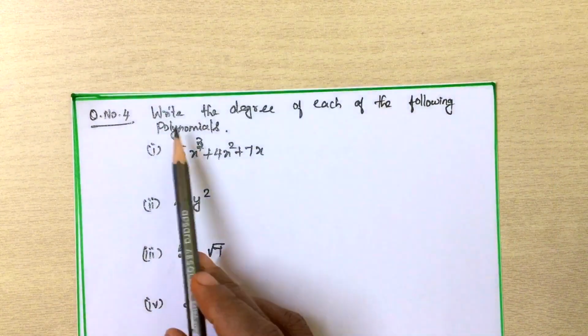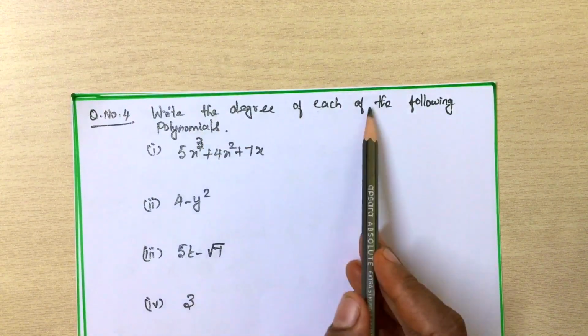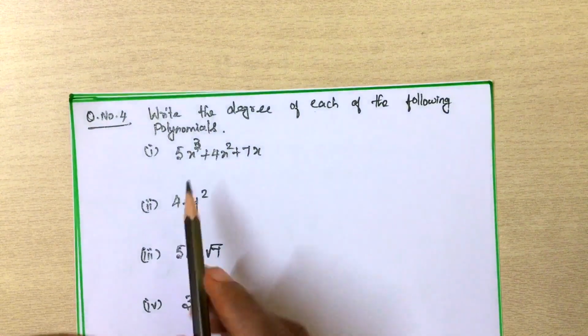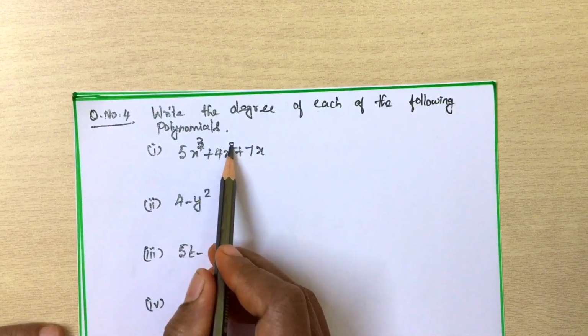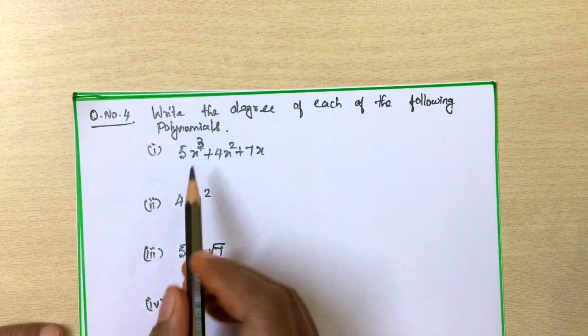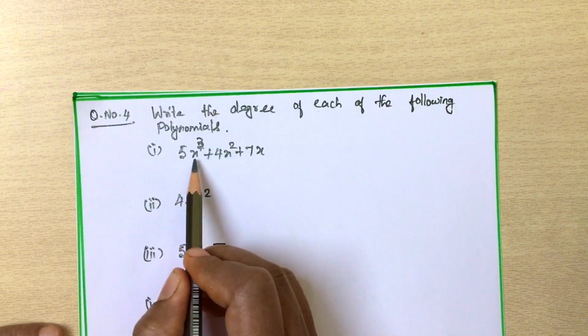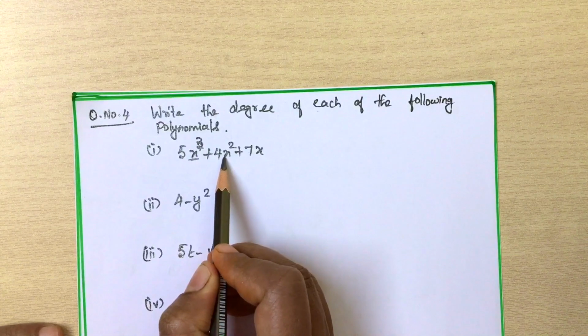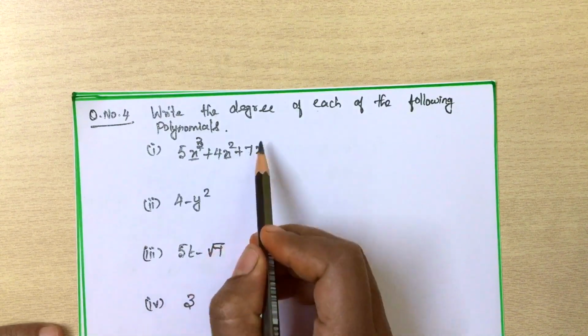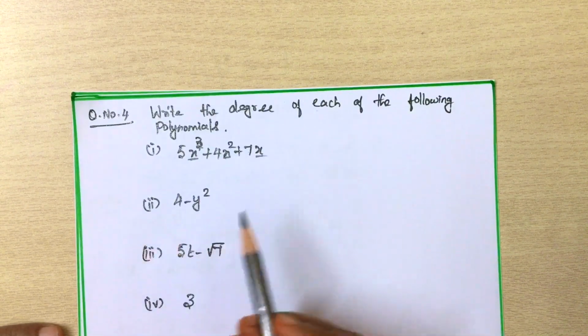Fourth question. Write the degree of each of the following polynomials. So this is the given polynomial 5x cube plus 4x square plus 7x. Now first thing is you have to look for the variable. Here I have variable x. The next one is again x as well. Third is also the same variable.